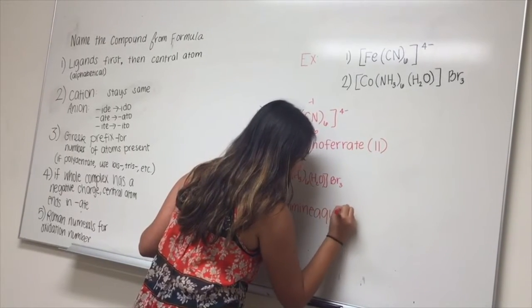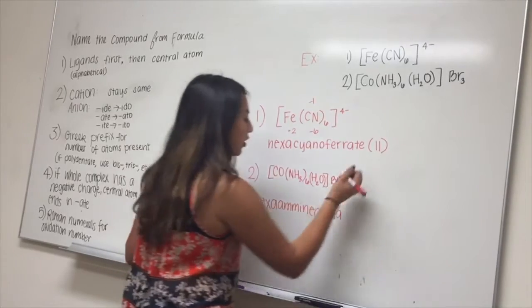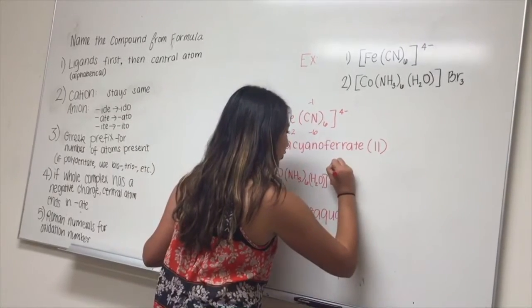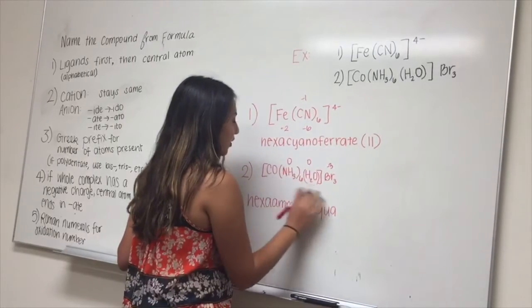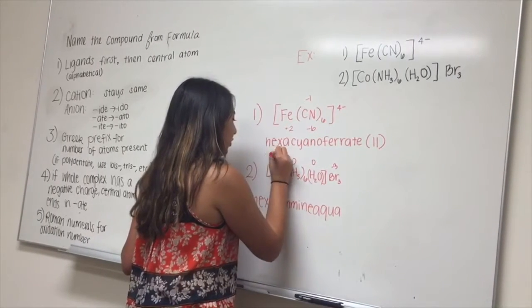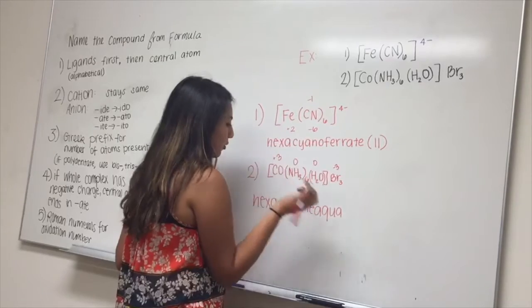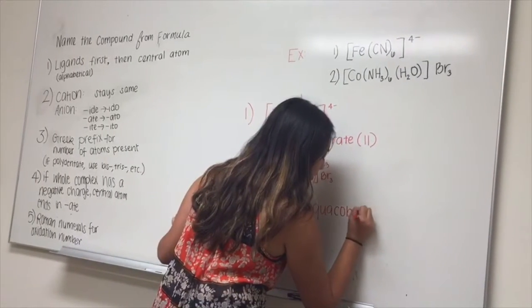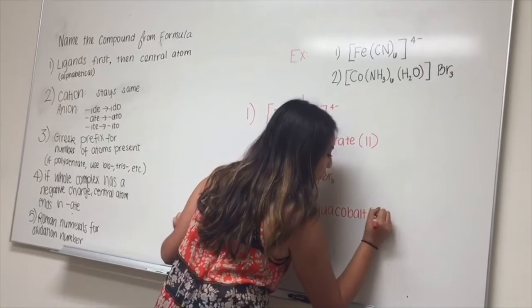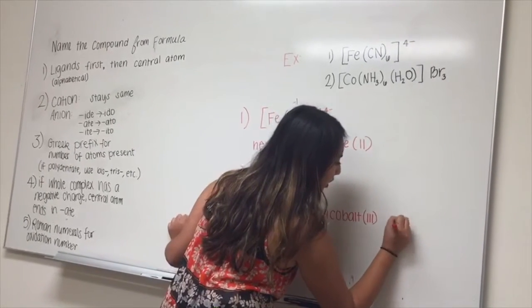And then we need to have the charge of our transition metal. So we know that bromine is -1. There's 3 of them, so it's -3. These are both neutral ligands. So that means that this entire complex needs to be +3, and thus the cobalt will be +3. And so we have cobalt(III), and then we add the bromide at the end.